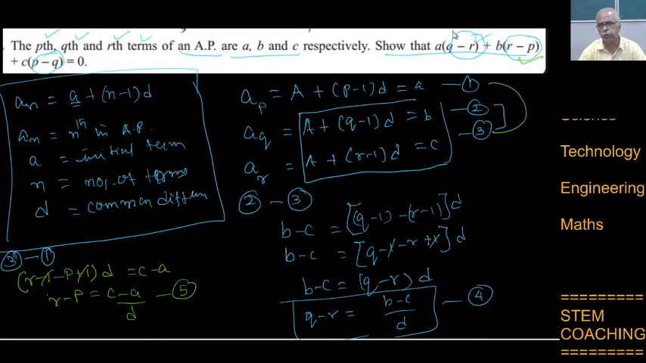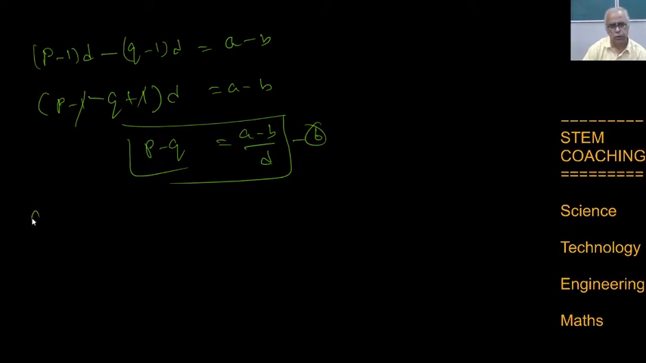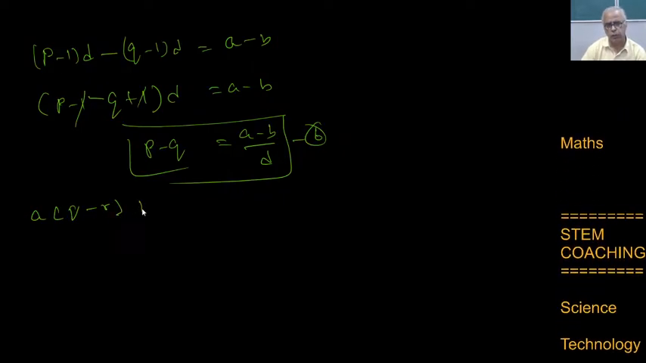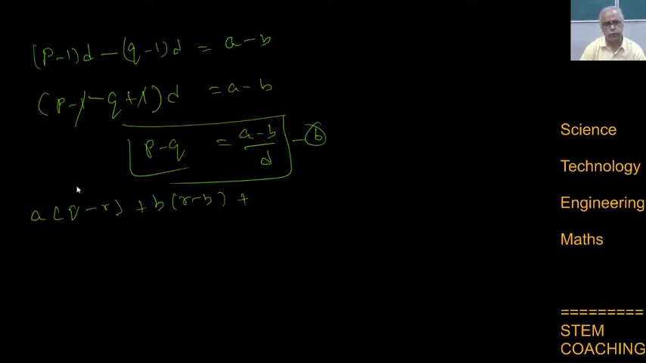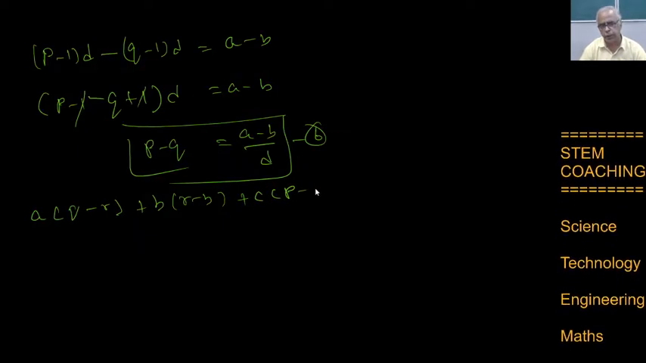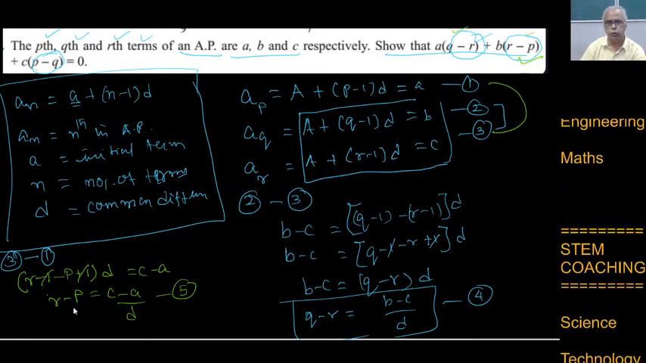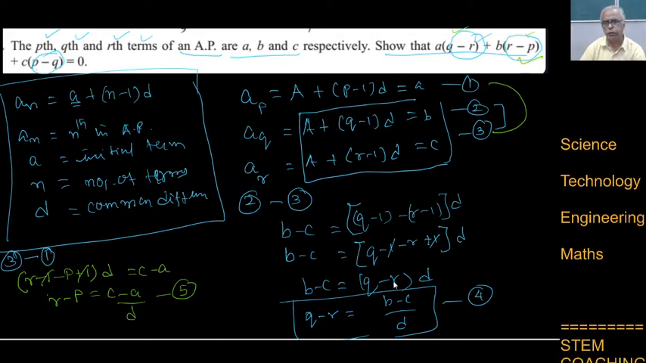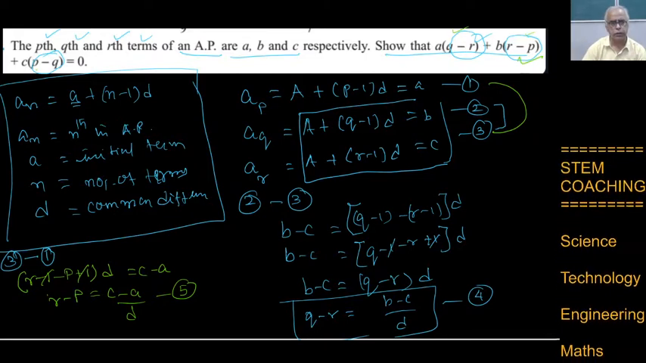Now substitute equations 4, 5, 6 in the original expression: A(Q − R) + B(R − P) + C(P − Q). Let us substitute all these values. First let us take R − P, whose value is here, (C − A)/d. Q − R is the first value, Q − R = (B − C)/d. So you can substitute here.